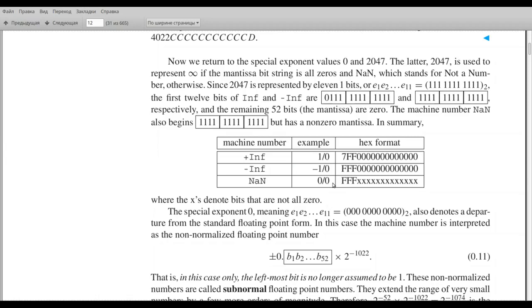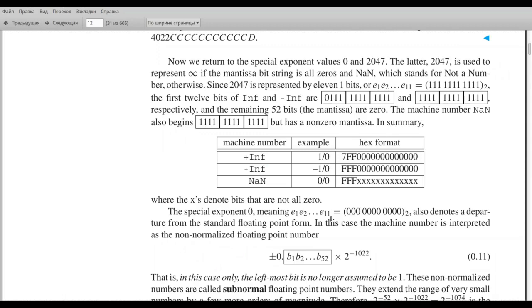So tangent is sine over cosine. Sine of pi by 2 is 1, right? Cosine of pi by 2 is 0. So it means that the computer will use this, and it will give you positive infinity. If you try to compute tangent of negative pi by 2, sine of negative pi by 2 is -1, cosine is still 0, so it will give you negative infinity.